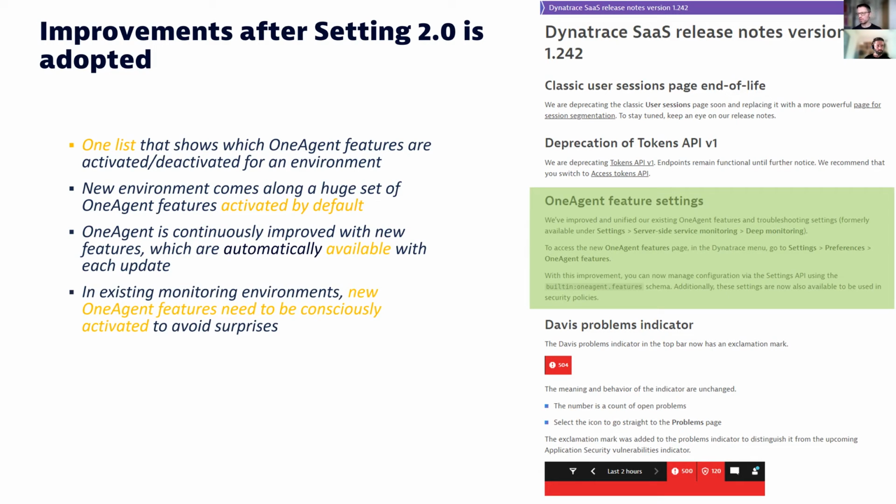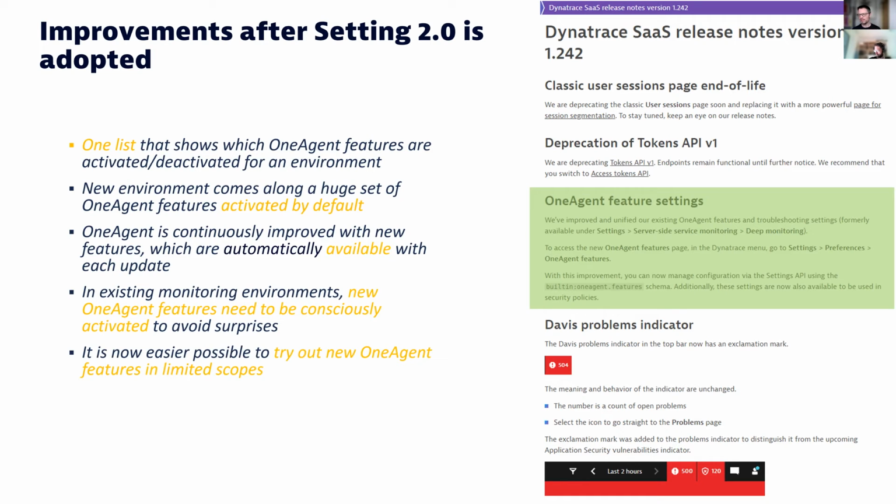So if you're a customer since quite some time, take a look at the OneAgent feature settings. We now also highlight the features that would by now be activated for new users, so that you can quickly go through them and take a closer look. Would this be interesting for our environment? And you can easily activate it.